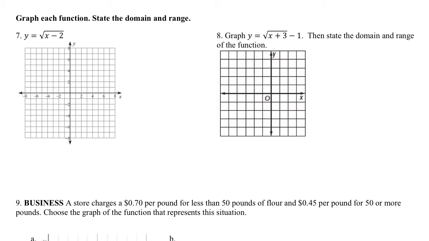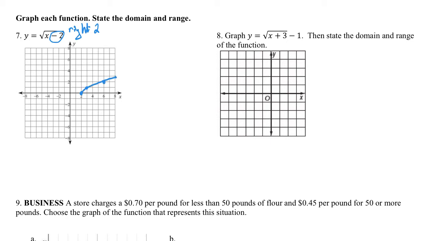So number 7 and 8 tell you to graph the function and then state the domain and range. So both of these are square root graphs, and just like before, you're thinking, what's the shift? So this is going to move to the right 2, and then that's it. There's no up or down, there's no stretch, so you just move it to the right 2 and put your dot on there, and then do the square root pattern. So it goes up 1, right 1, and then up 1, and then right 3.